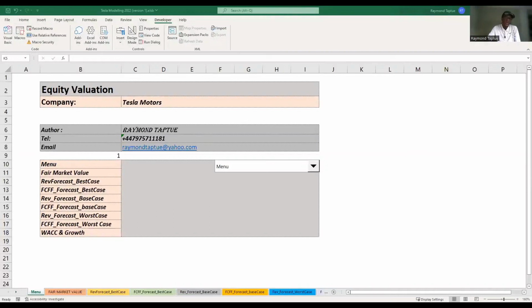Ladies and gentlemen, in today's video, I will introduce you to a financial modeling exercise with the objective of determining the intrinsic value of Tesla Motors.